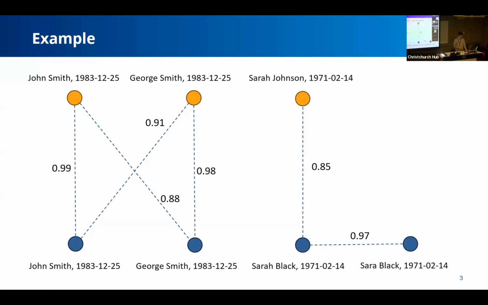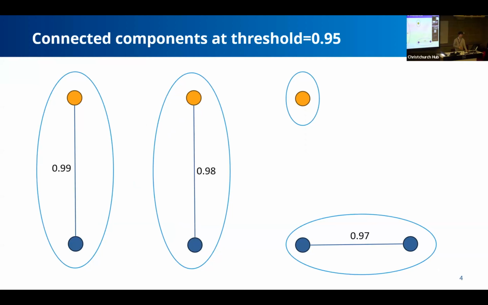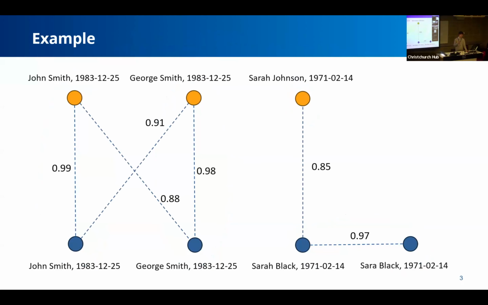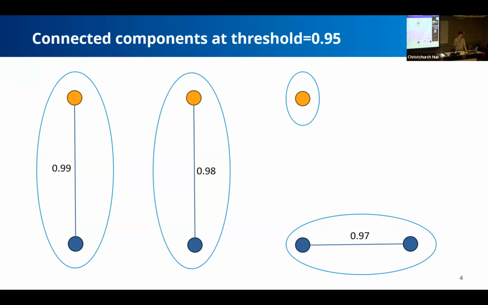So how do we cluster these? Here's our first idea. We call this connected components clustering. If we only look at the edges with a match probability of 0.95 or higher, these are the edges that we keep. And if you think about it as a graph and take the connected components, these are the clusters that we end up with. So probably this is what Zach had in mind, separating Sarah Johnson from Sarah Black. We get these 4 clusters. But we've lost that link, on the right-hand side, between Sarah Johnson and Sarah Black.